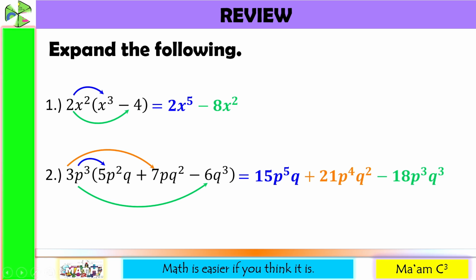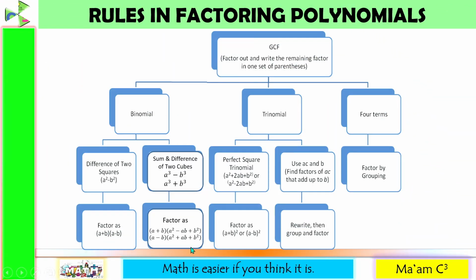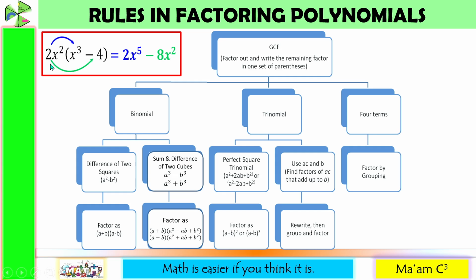In this lesson, we are going to reverse the process. Given the polynomial, we are going to determine the factors. So here are the rules in factoring polynomials. First thing, we have to determine if there is a GCF, greatest common factor. What does it look like? In our previous example, this one here is the GCF, while this one is the remaining factor.